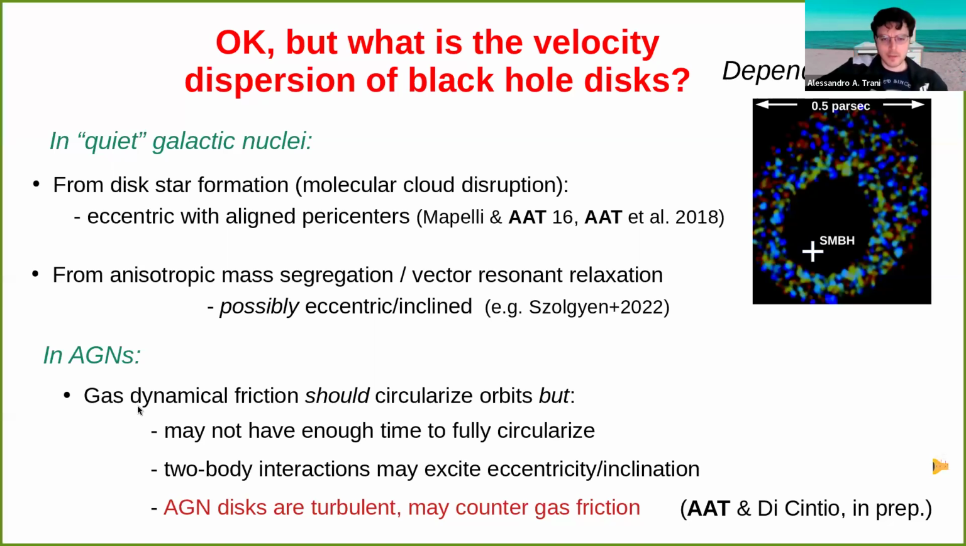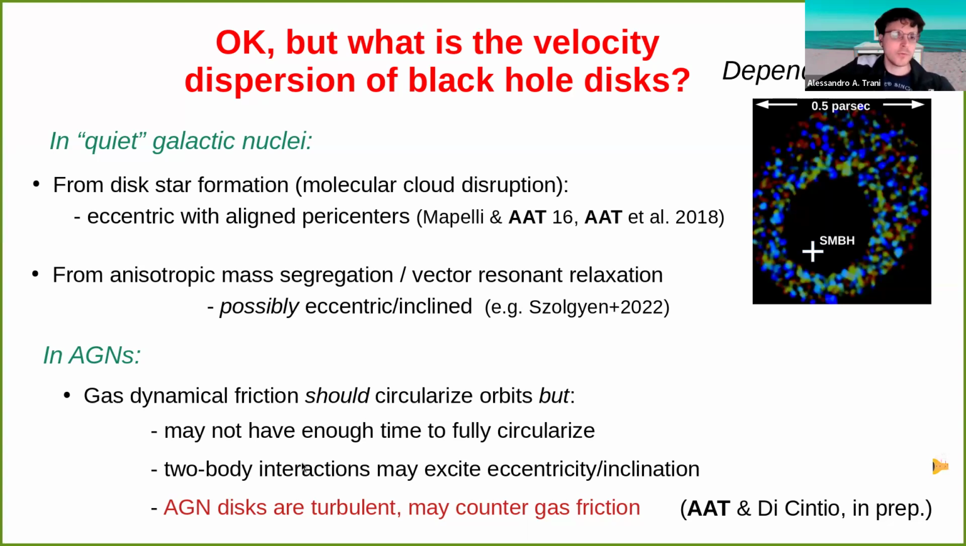There's also another process, which I won't describe, that might produce an eccentric, inclined disk. In AGN, coming back to the AGN, we expect that gas dynamical friction should circularize the orbits while they, for example, cross the disk. But there are some caveats. First of all, there will not be enough time to fully circularize the orbits by the time the AGN expires. AGNs have a duty cycle, which is expected to be tens of millions of years. If the disk disappears and the black holes haven't circularized or embedded into the disk, then there won't be any of this process.